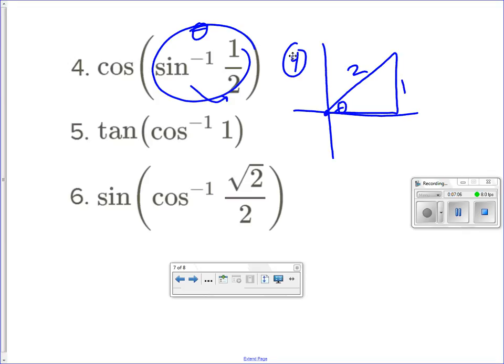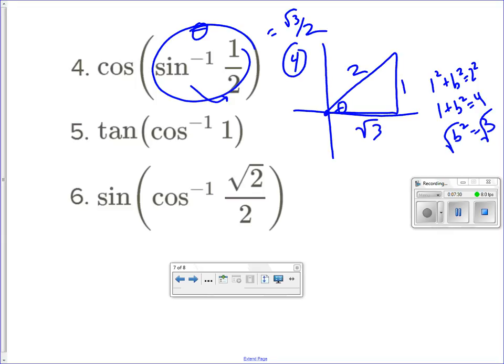The cosine of theta is the adjacent over the hypotenuse. Well, I don't know the adjacent just yet. So what I'm going to do is use the Pythagorean theorem to solve for it. So I get that this is the square root of 3. So the cosine of that angle has to be the square root of 3 over 2. So notice how we're doing all of this without ever actually figuring out the exact value of theta.